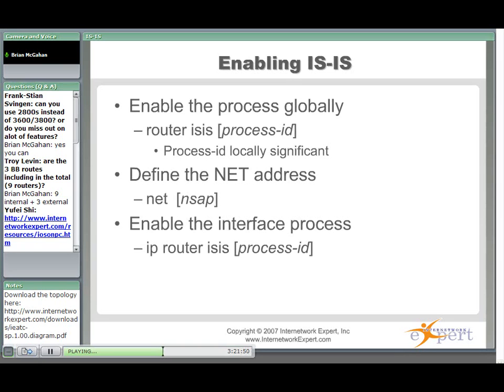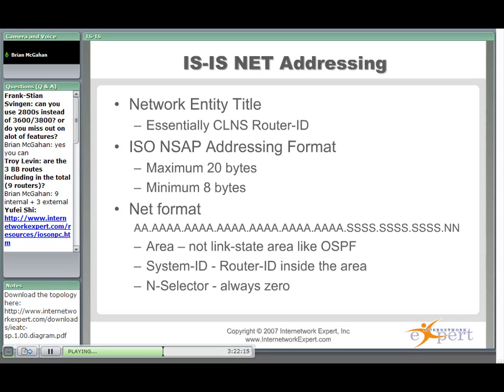Now, in order to configure IS-to-IS, first thing we're going to do is enable the process globally. So we say router isis and give it a locally significant process ID. So just like OSPF, you can run multiple processes, and then based on what you configure on the interface, you're determining what process is running on that interface. So we configure the process, then we're going to define a network entity title address, a NET address. Okay, this NET address is going to be in the ISO NSAP addressing format, which basically means it's a 20-byte address that is in hexadecimal format.